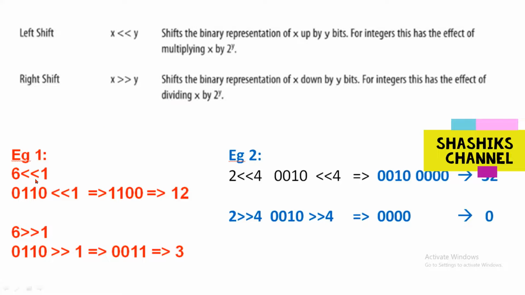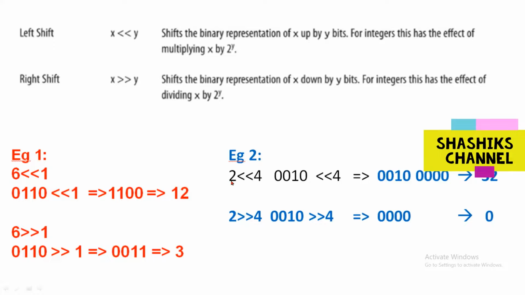Okay. So for example, here you have 6 left shifted by 1 bit. The binary representation of 6 is 0, 1, 1, 0. When you left shift it by 1 bit, each of the bits would be shifted left. 0 would go to this position, 1 would come to this position, 1 would come to this position. So you'd be getting 1, 1, 0, 0. 1, 1, 0, 0 in decimal would be 12. Similarly, when you do 6 right shifted by 1 bit, the binary representation of 6 is 0, 1, 1, 0. When you right shift by 1, you would be getting 0, 0, 1, 1. And in decimal, it would be 3.